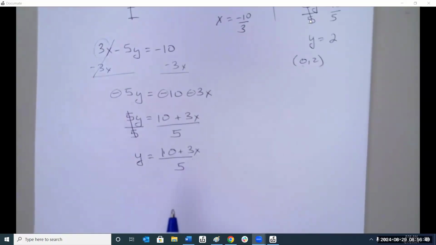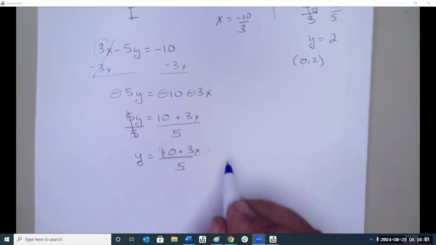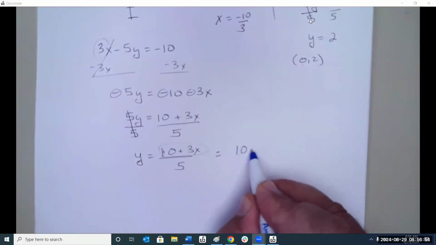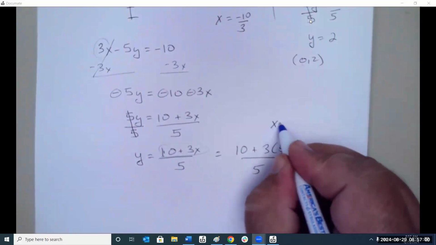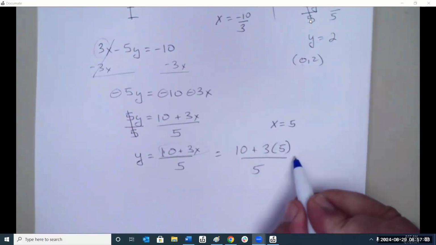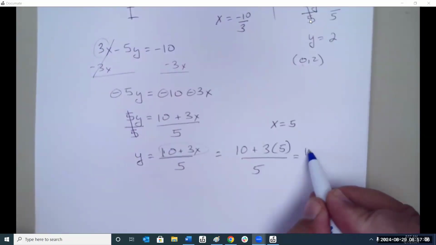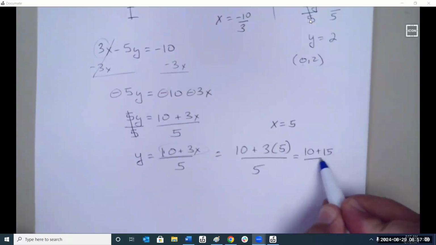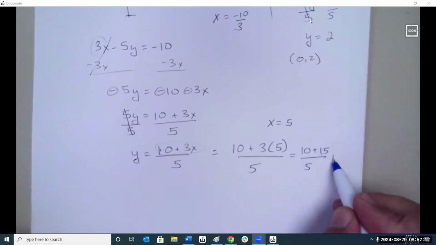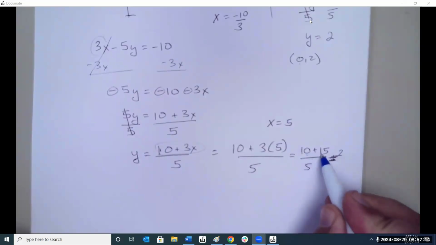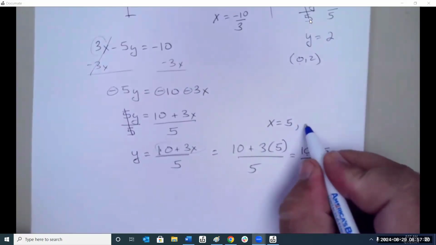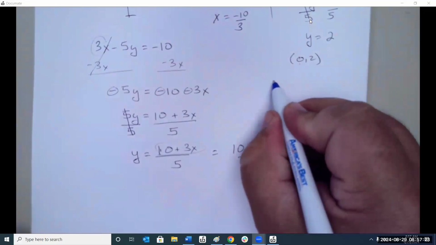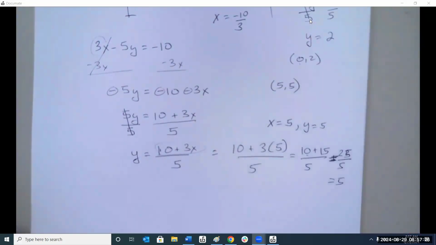Well, yeah, that's right. We get to the point. You have to find a value for x that's going to make the top divisible by 5. So we're going to use 5. We're saying that x is equal to 5. We have 10. 3 times 5 is 15. So 10 plus 15 is 25. Divided by 5 equals 5. So x equals 5 and y equals 5. These are our 2 points.